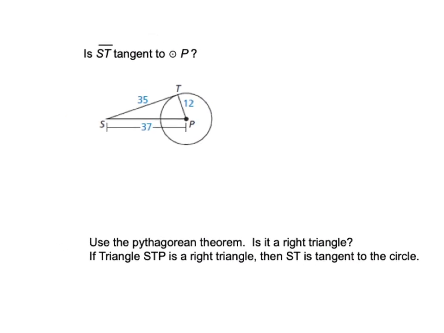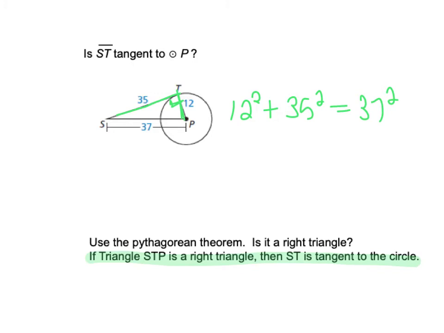Okay, so first we want to figure out, is ST tangent to circle P? Well, in order for it to be tangent, that must mean that we have a right triangle. So we need to figure out, is this a right triangle or not? So we have a leg and a leg, so we would have 12 squared plus 35 squared, because remember, this is the Pythagorean theorem, if it's a right triangle, equals 37 squared. So let's check and see if that's true.